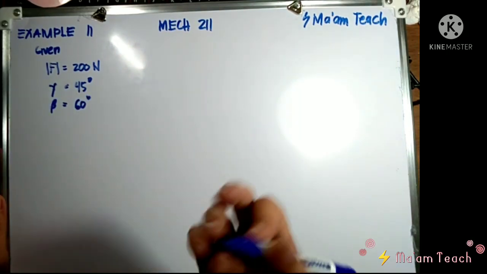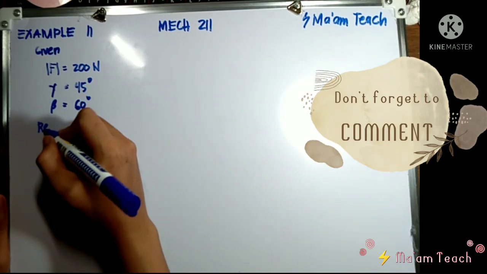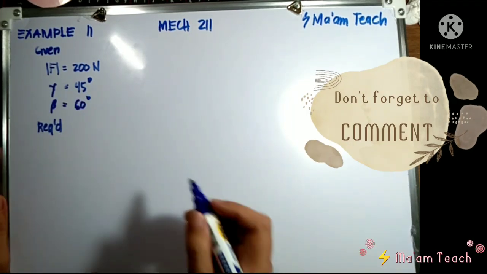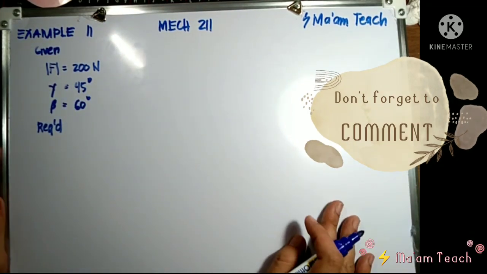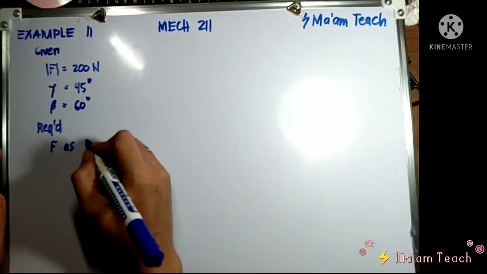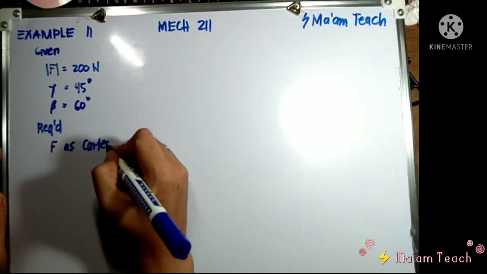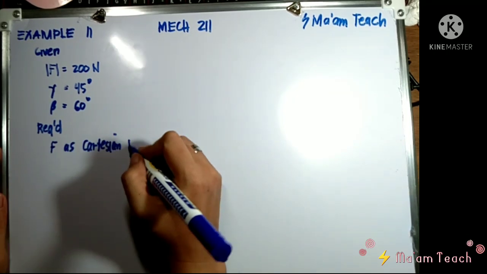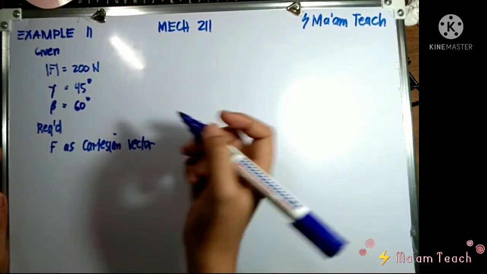Okay, what is asked in this problem, class? In this problem, we are asked to express our force as a Cartesian vector. Okay, F as a Cartesian vector. So how are we going to do that?